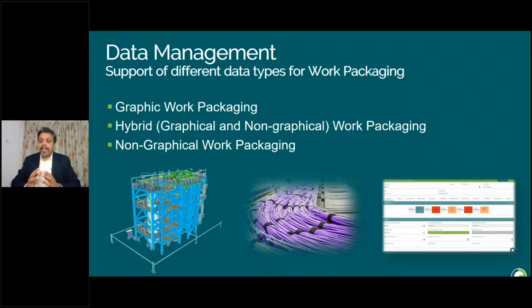For example, linking a graphical cable tray system with a cable schedule will enable Workspace Planner to do the cable pulling work package graphically. And of course, O3 solutions support fully non-graphical work packaging if no 3D model is available. It is very important to select an AWP solution that supports all types of work packaging based on your data to work seamlessly.